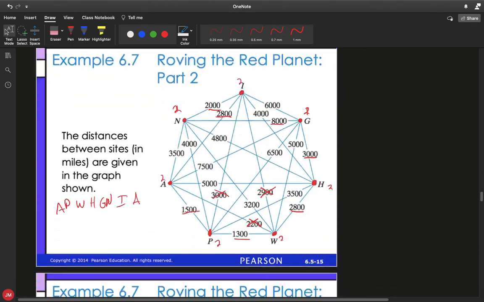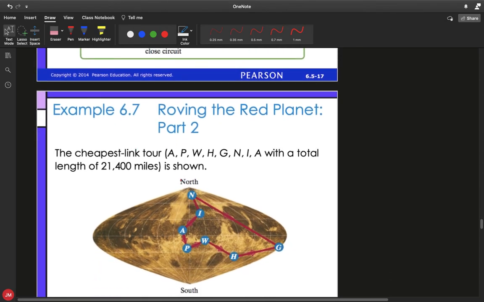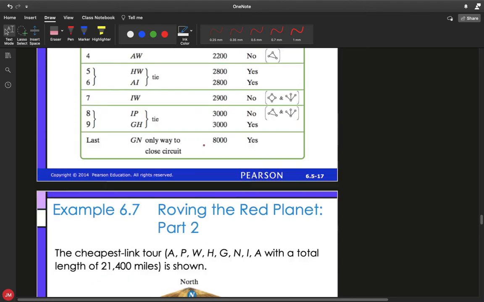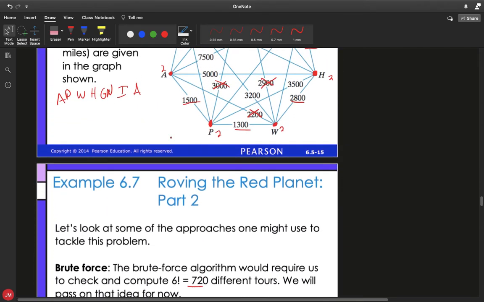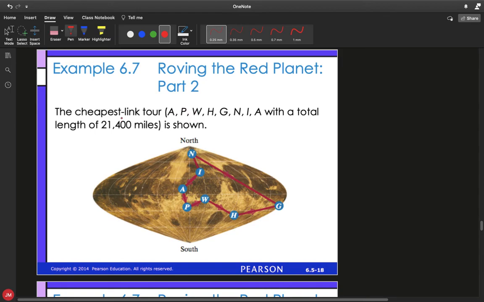Obviously, I've already worked through it with you and kind of already have an idea of what that's going to look like. So again, their cheapest tour was APWHGNIA, which ours was APWHGNIA. So we did come up with the exact same cheapest link tour that they had. They went ahead and calculated the length of that for us. If you wanted to go back and add those together, you could as well. But it comes out to be 21,400 miles. And then you can see what that looks like on the actual map of the planet for Mars.